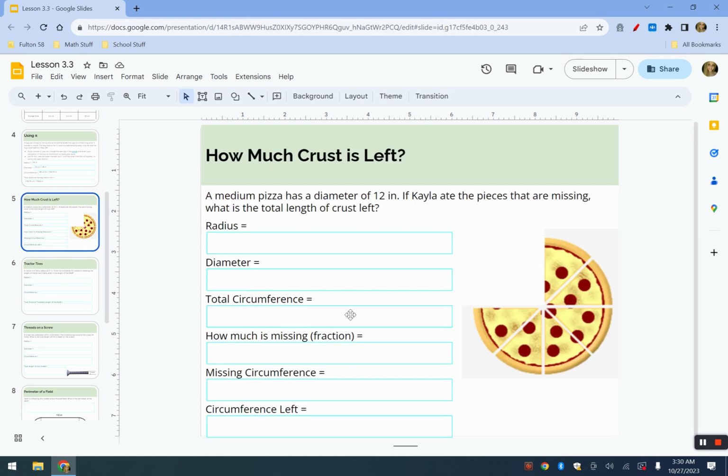And now we're talking about pizza. So a medium pizza has a diameter of 12 inches. If Kayla ate the pieces that are missing, what is the total length of crust left? So the crust is the outside part. What is the circumference that's left over? Go ahead, try this, and come back once you're ready.